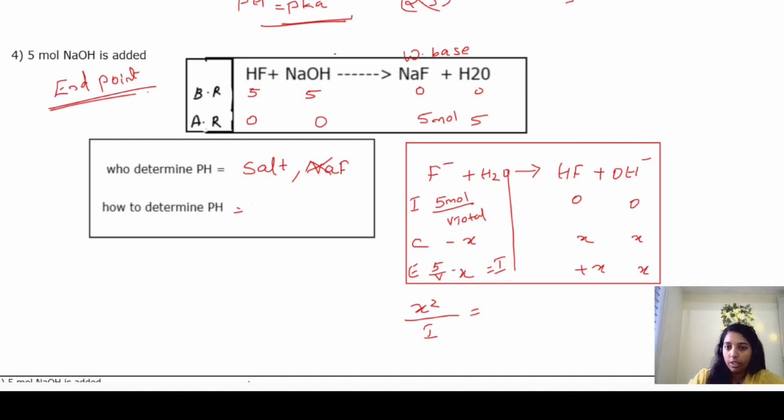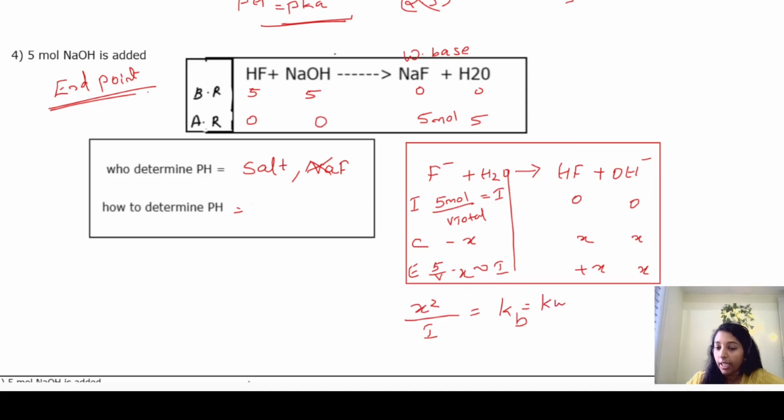I don't want any confusion: this is not I, what I meant is this one is close to I. So this is our x square over I, and it is not Ka. This is not the acid dissociation constant; this is actually Kb, the base dissociation constant. So how do you get the Kb value? They will not provide any Kb value. They will give only the Ka of HF.